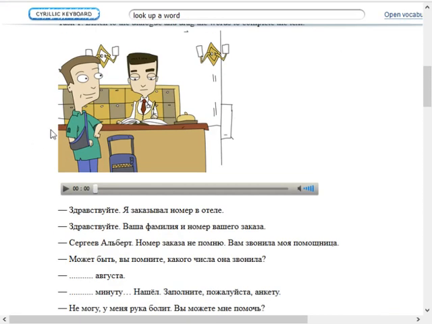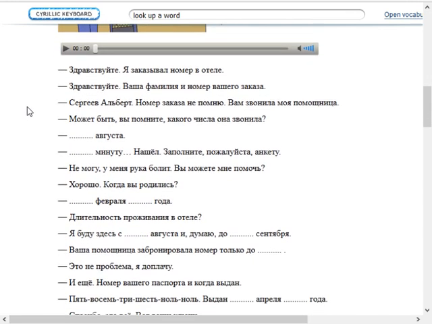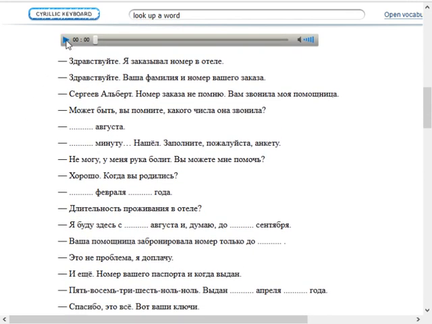So, just looking at the picture, it appears that our first dialogue is about a guy at a hotel. It looks like a hotel, and he's checking in, and his arm is in a sling for some reason. Let's see what these two gentlemen have to say to each other.